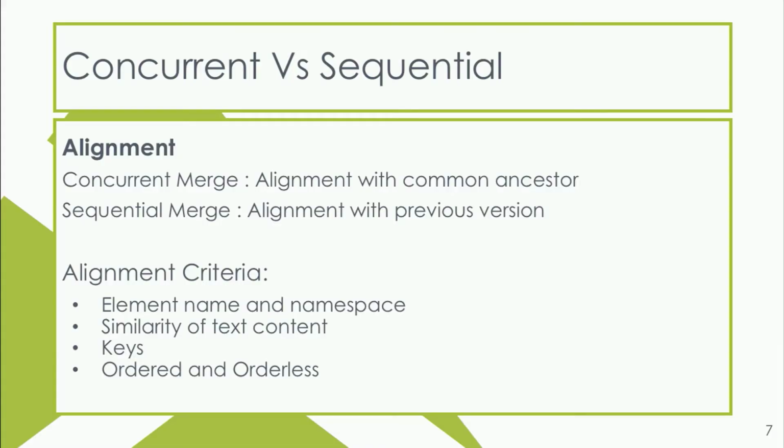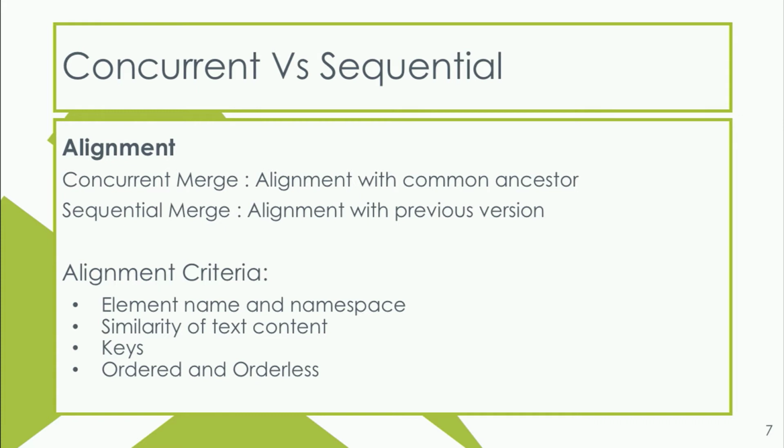So as we discussed, in concurrent merge, every version is derived from a common ancestor. So every version gets aligned with the common ancestor. Contrary to that, in sequential merge, every version gets aligned with the previous version because it's an update to it. But while aligning, what are the different criteria we use to align the elements? So there are different criteria like element name, their namespaces, then similarity of the text content, keys, and the order of elements.